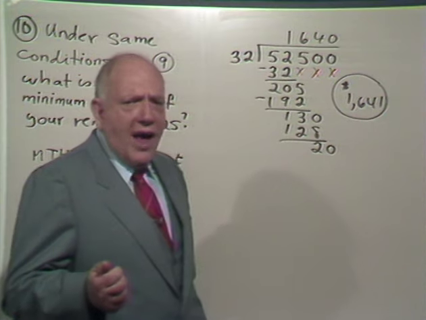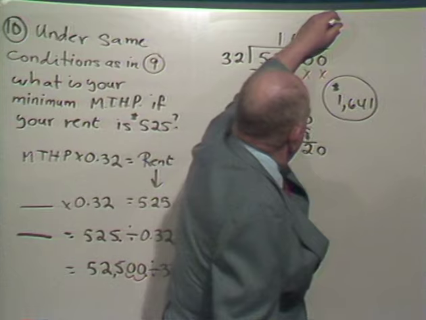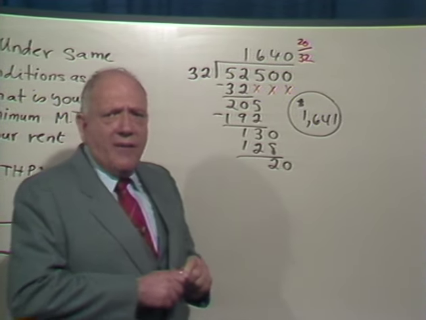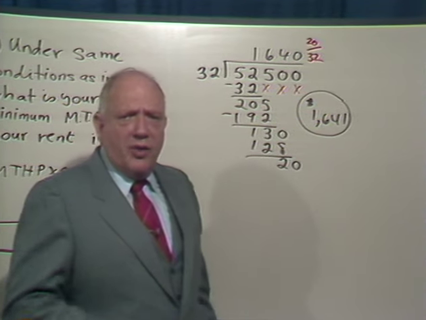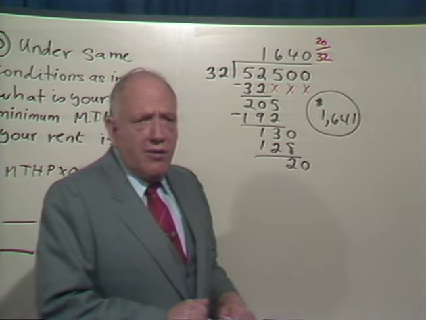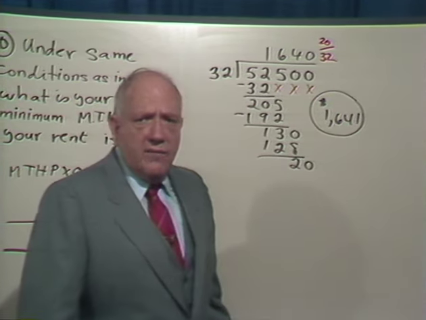And by the way, you don't have to go on this way as a decimal. The remainder is what? 20? 20 out of 32. Is that more than half a dollar or less than half a dollar? 16 out of 32 would be half of a dollar. So 20 out of 32 is more than half a dollar, so we round up the 1640 to 1641.